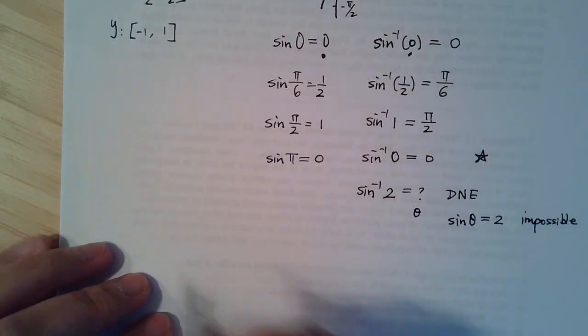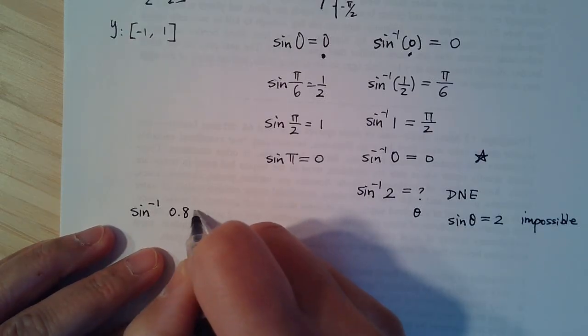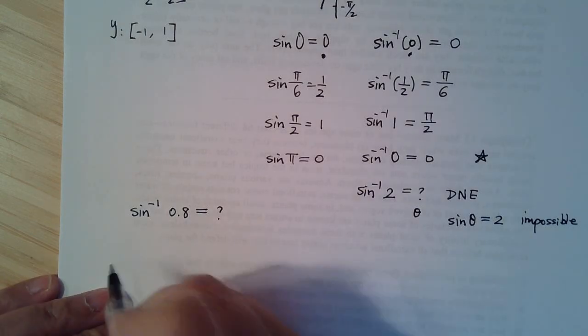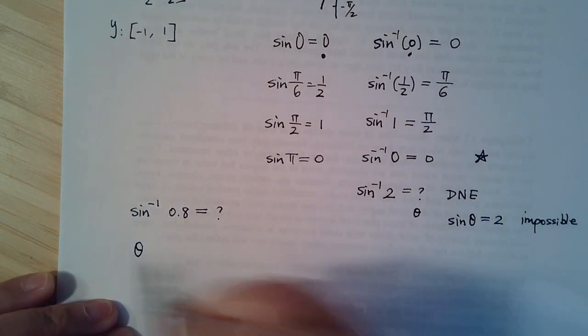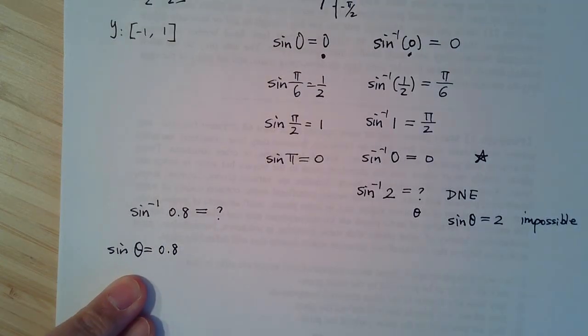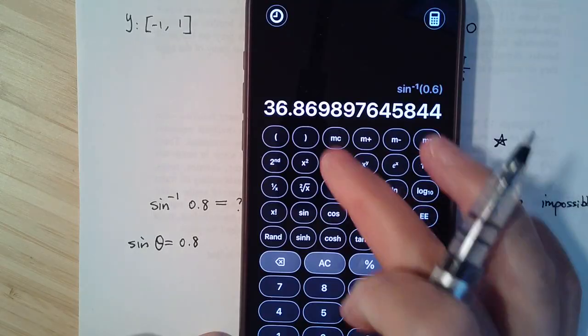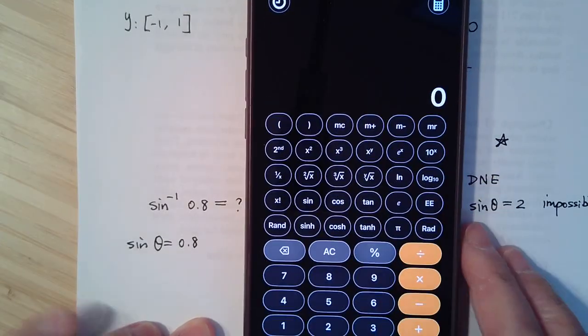All right, now question. What is sine inverse 0.8? Which means you're looking for an angle whose sine equals 0.8. Do you know this angle? You don't. It's not easy to find out because in the table that we have on the unit circle, we don't have that as a frequently occurring number, right? So I tell you what to do in this case. You're going to get your calculator.